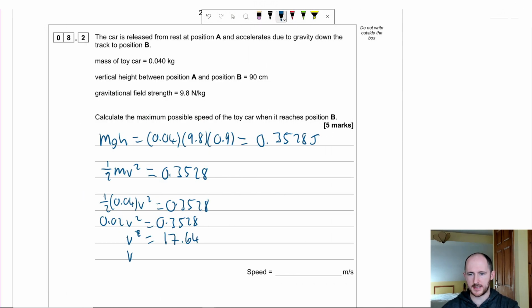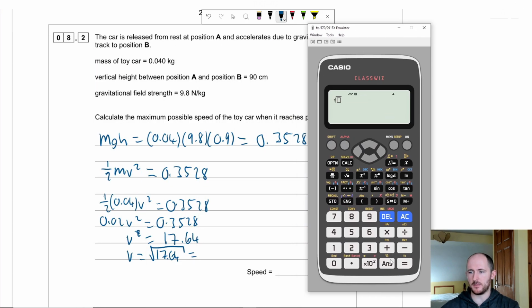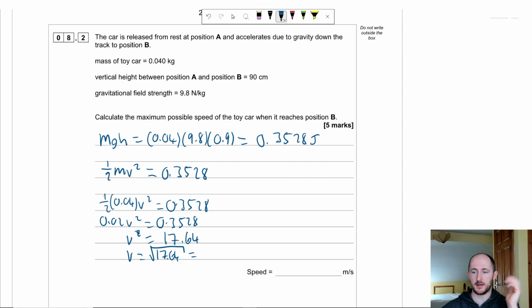And then we're square rooting it to get our actual speed, which is, so again I'm going to do square root and then the ANS button, which is our previous answer. We get 4.2 meters per second, which is pretty quick, but again it is just a toy car. It's not meant to break the sound barrier or anything. So I think those values are all reasonable. And for 5 marks, I think it's nice, right?